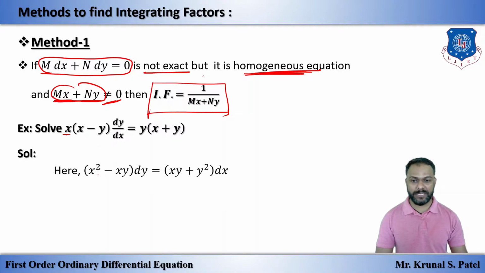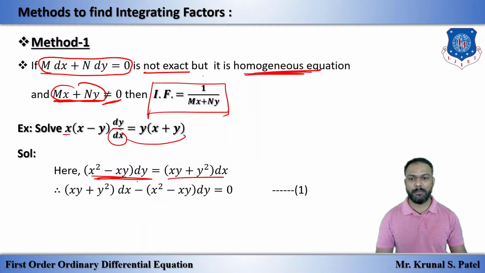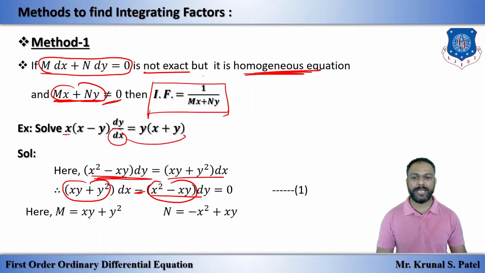So we'll just multiply in the bracket and take dx on the right hand side. Now we'll take this entire term to the left hand side. So we have this minus this is equal to 0, equation number 1. Now this becomes our M and this is our N with this minus sign. So M is equal to xy plus y square, N is equal to minus x square plus xy.